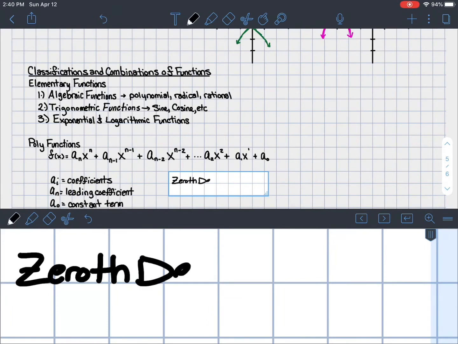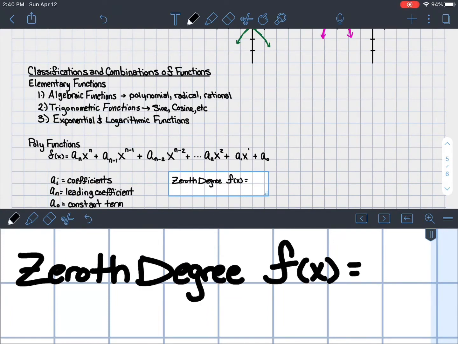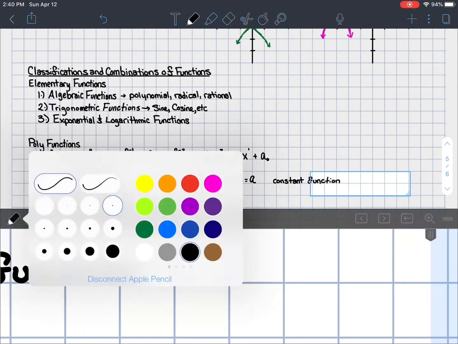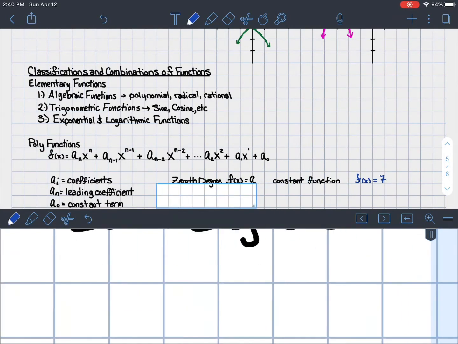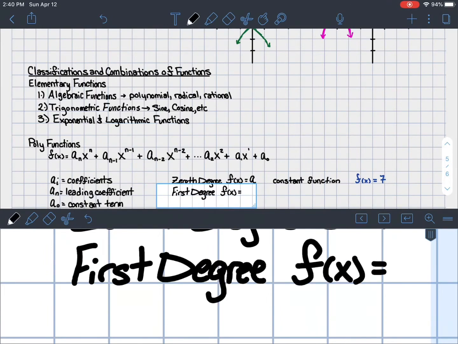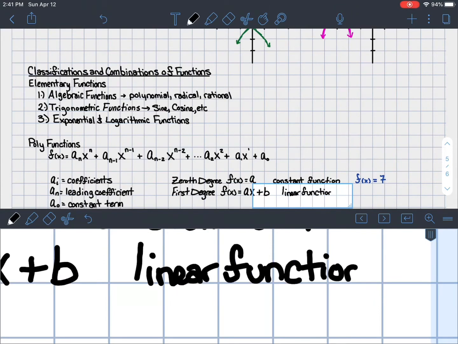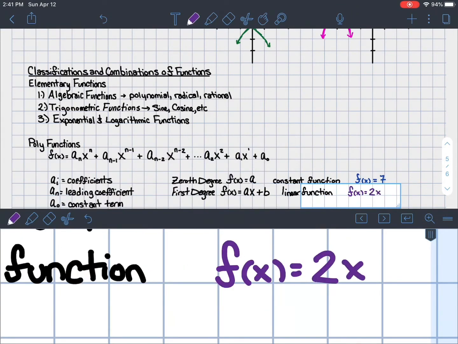A polynomial of the 0th degree would look like this: f of x equals a. This is a constant function. For example, f of x equals 7. To the 1st degree, f of x equals ax plus b. This is a linear function. An example of what this looks like.